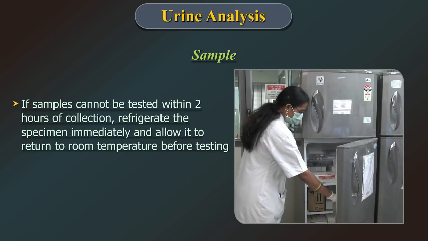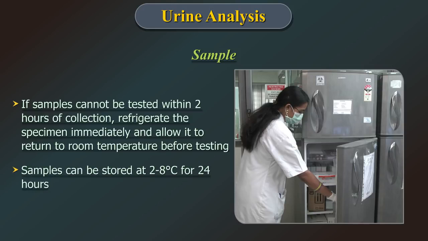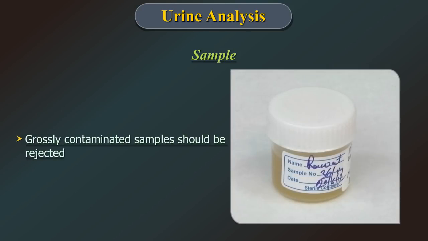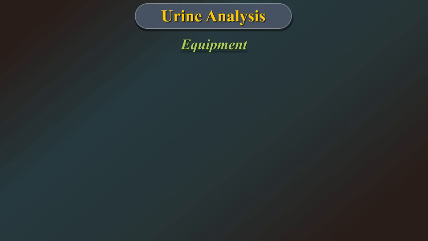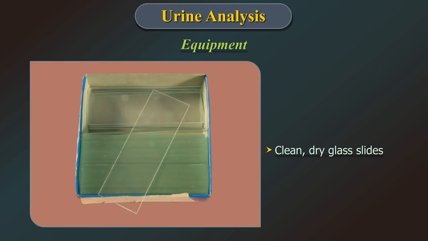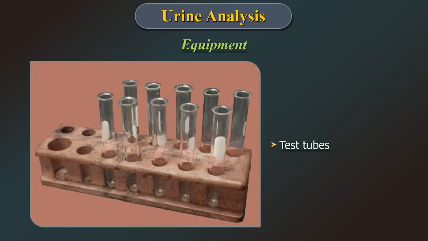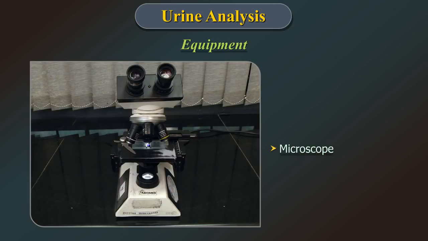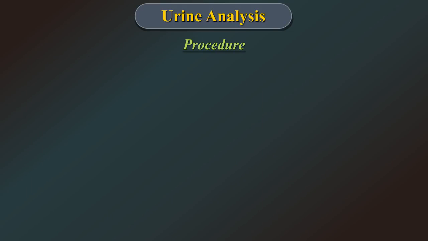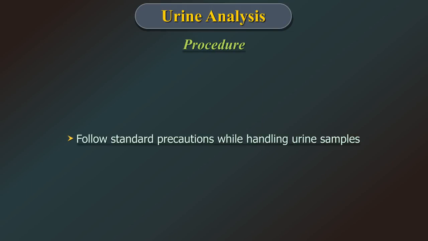If samples cannot be tested within 2 hours of collection, refrigerate the specimen immediately and allow it to return to room temperature before testing. The sample can be stored at 2 to 8 degrees for 24 hours. Grossly contaminated samples should be rejected. Equipment: clean, dry glass slides, cover slips, test tubes, microscope, centrifuge. Procedure: follow standard precautions while handling urine samples.